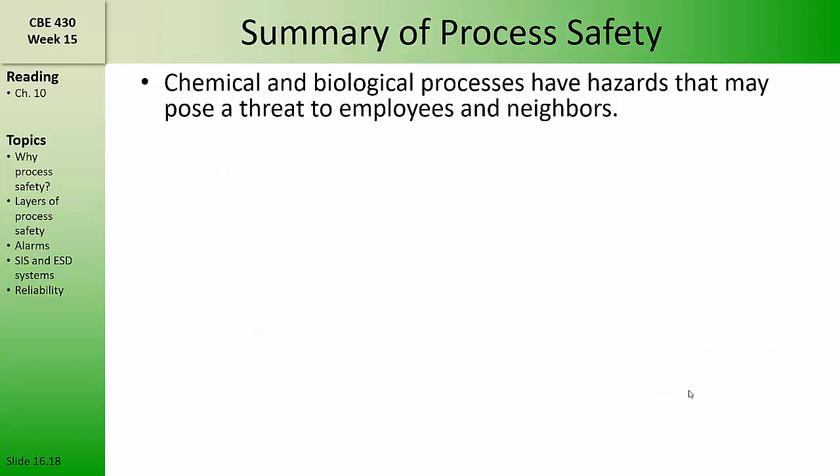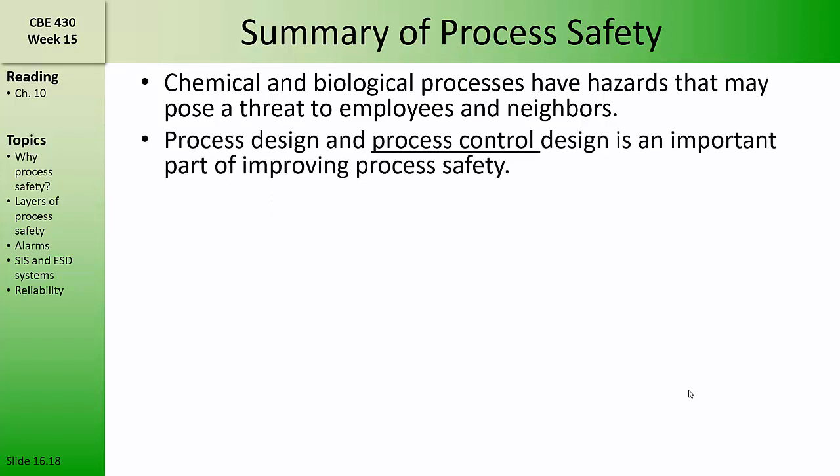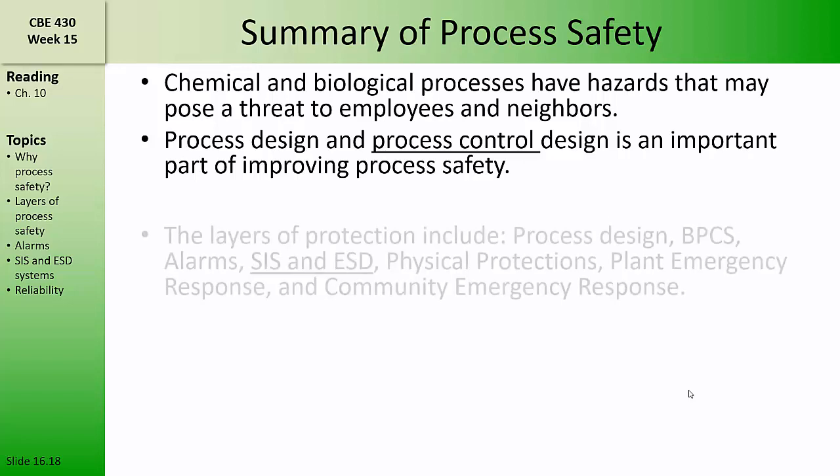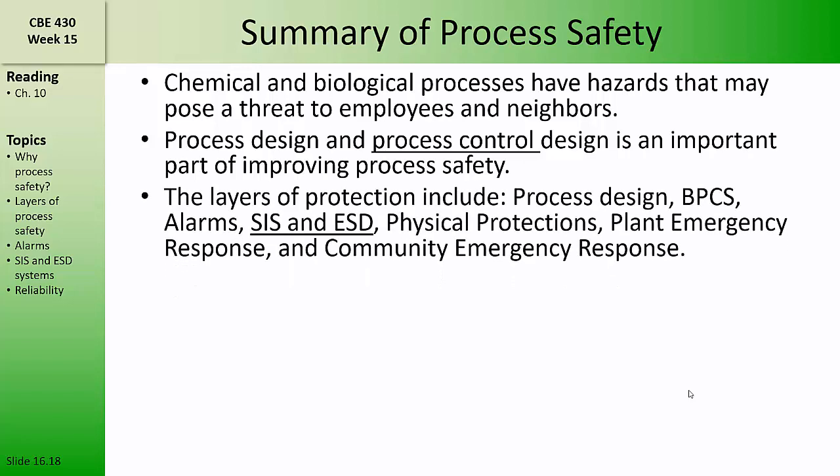Chemical and biological manufacturing processes often involve hazardous materials and conditions that may pose a threat to employees at the manufacturing facility and to people outside the manufacturing facility who happen to be nearby. Process design and process control design are important parts of improving process safety. There are multiple layers of protection that are implemented within process safety.